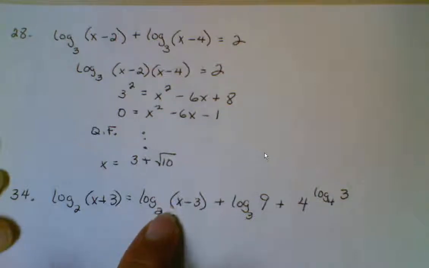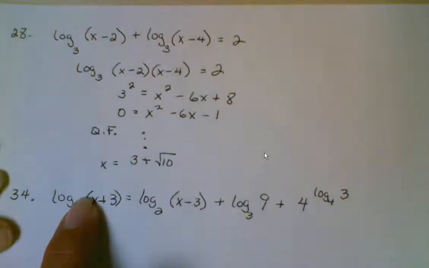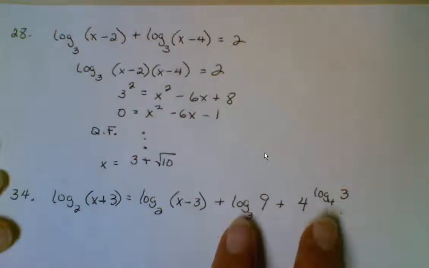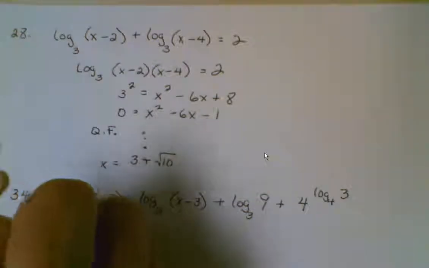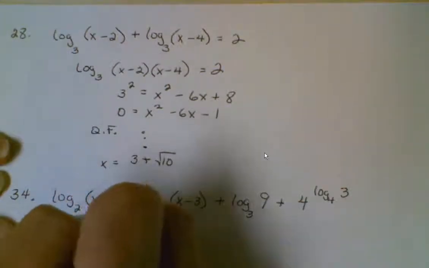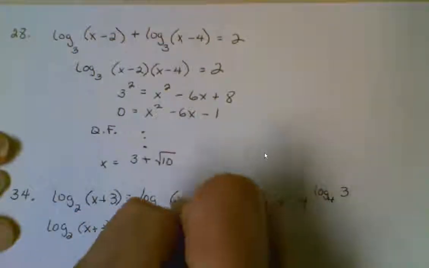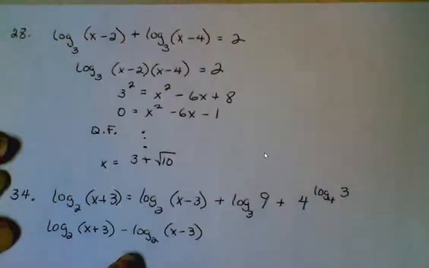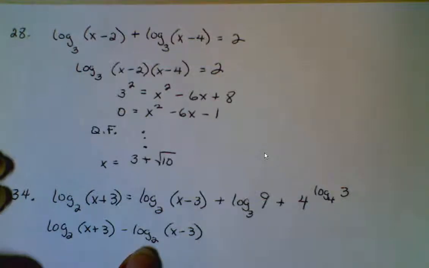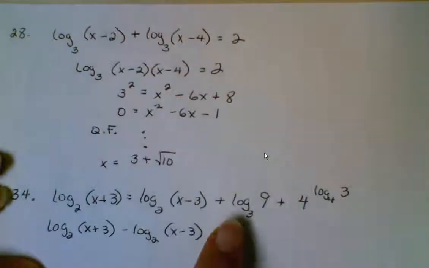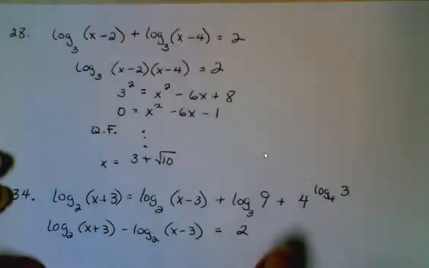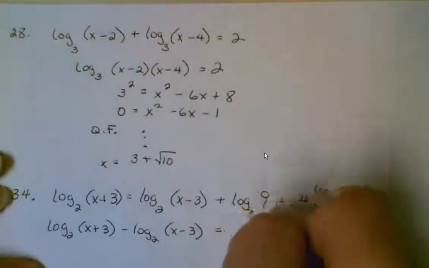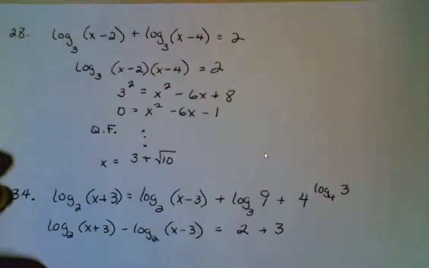So if I got these two logs on the left-hand side of my equation, and I just wrote those as constants, it would be a problem very similar to number 28. I'm going to subtract the log base 2 of x minus 3 from both sides. And on the right-hand side, I'm going to say log base 3 of 9 is 2. And 4 to the log base 4 of 3 is just 3.